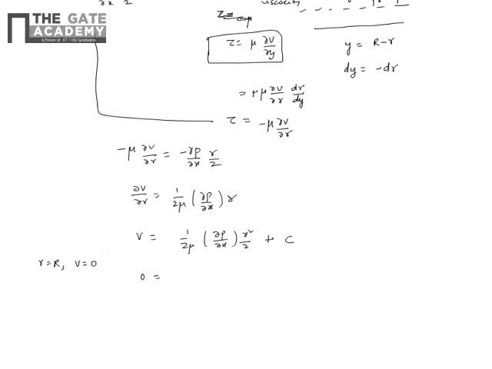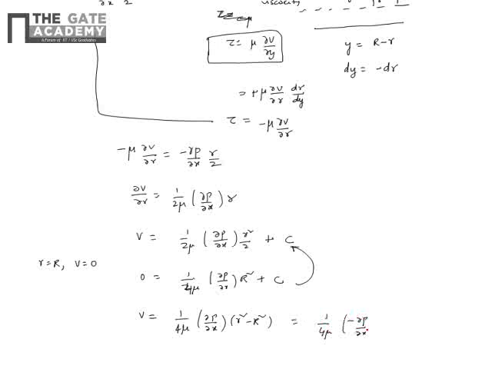So from this I get 1 by 4 mu dou p by dou x into capital R square is C, and if I substitute that constant here, I get velocity to be 1 by 4 mu dou p by dou x into small r square minus capital R square. This can be rearranged to 1 by 4 mu, minus dou p by dou x, into capital R square minus small r square. So this is a general expression for the velocity.